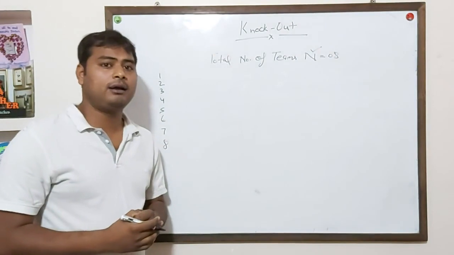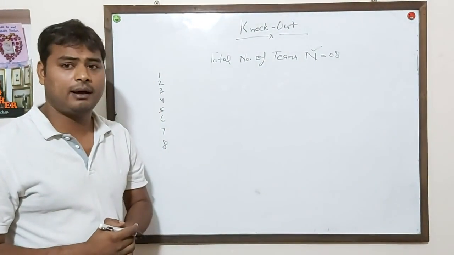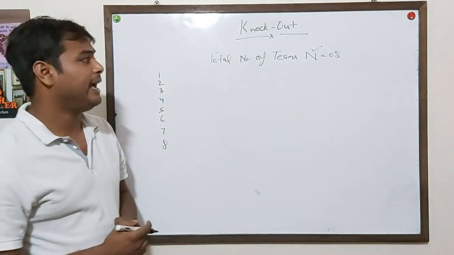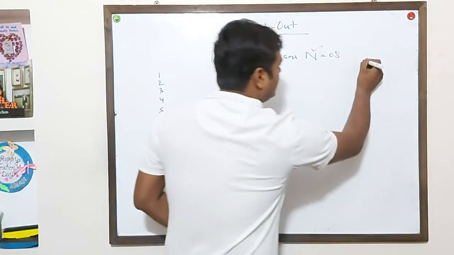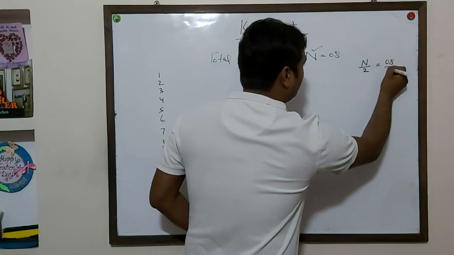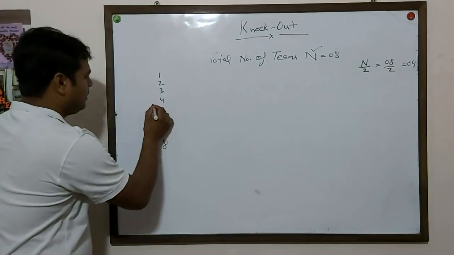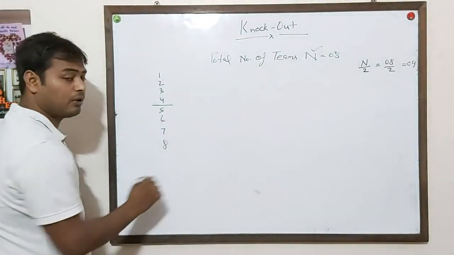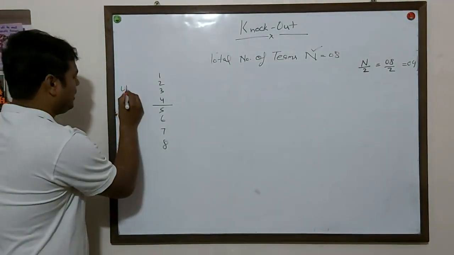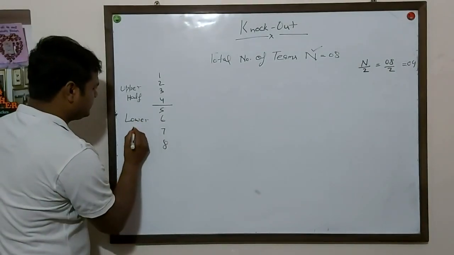For dividing even numbers of teams in knockout tournament into upper half and lower half, the formula is n upon 2. It means 8 upon 2, which is 4. 4 teams, 1, 2, 3, 4 will be in the upper half and 1, 2, 3, 4 will be in the lower half. This is our upper half and this is our lower half.